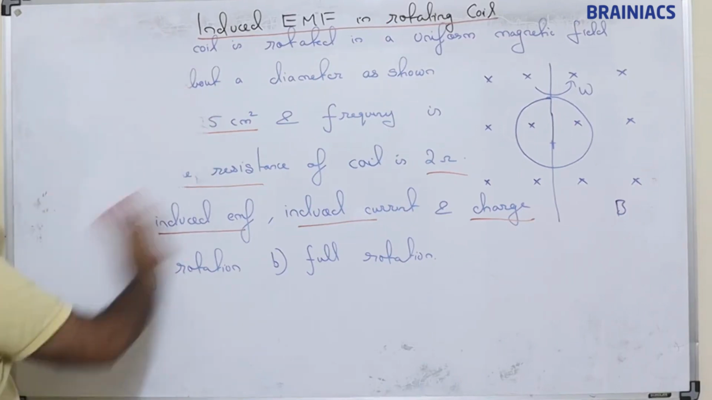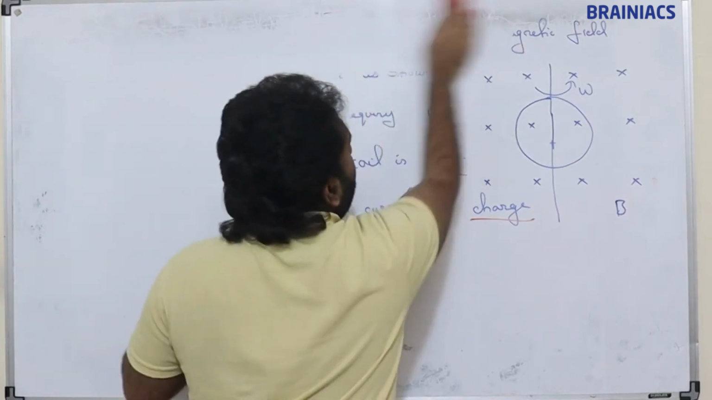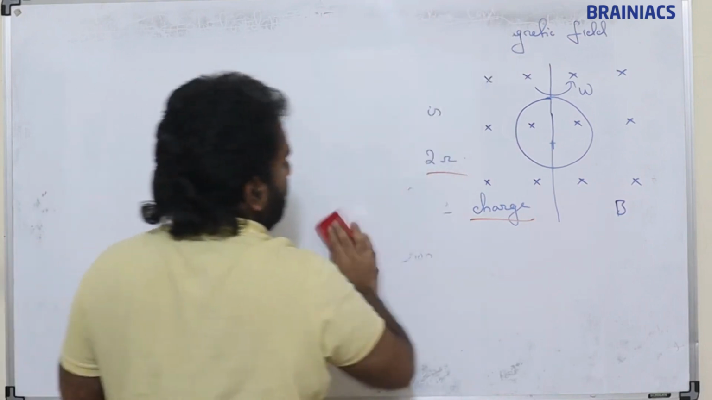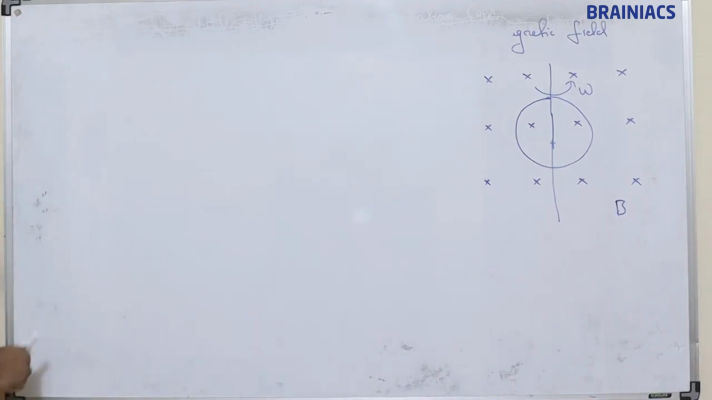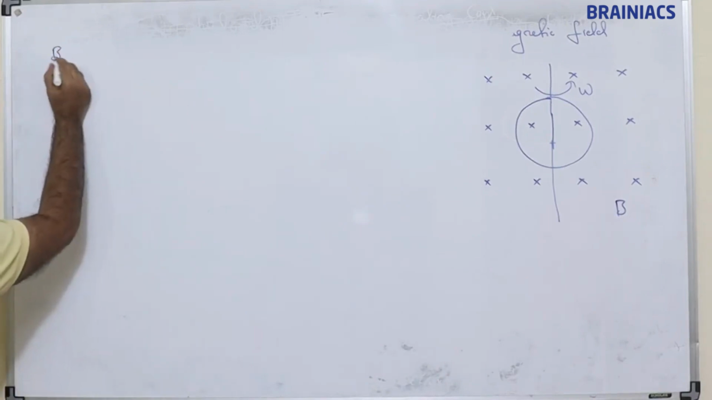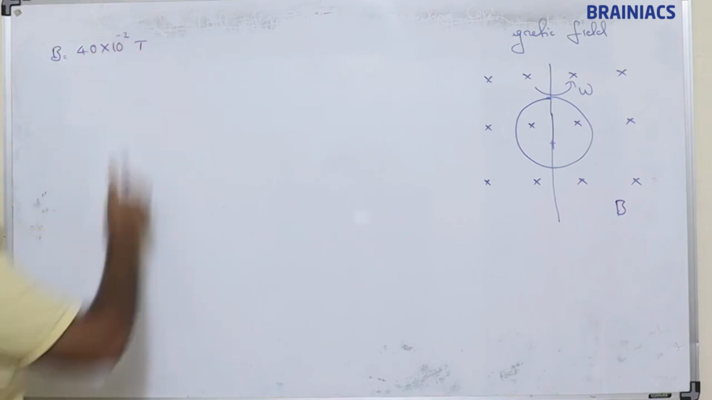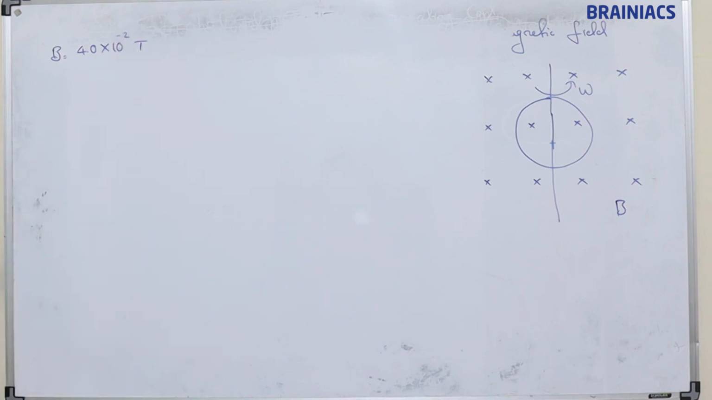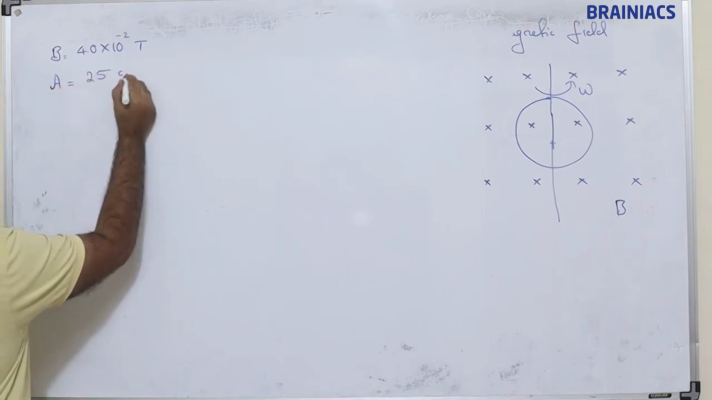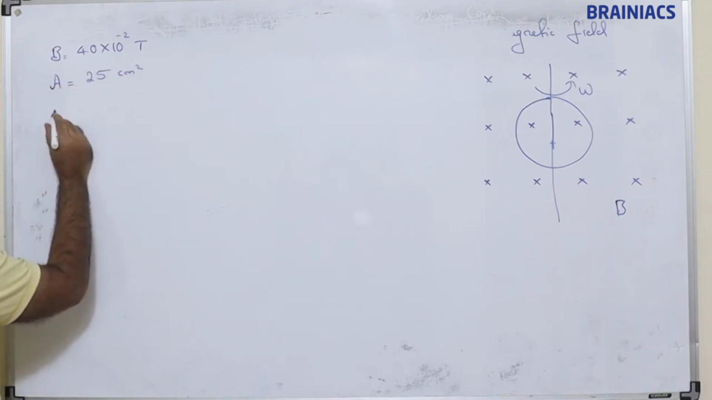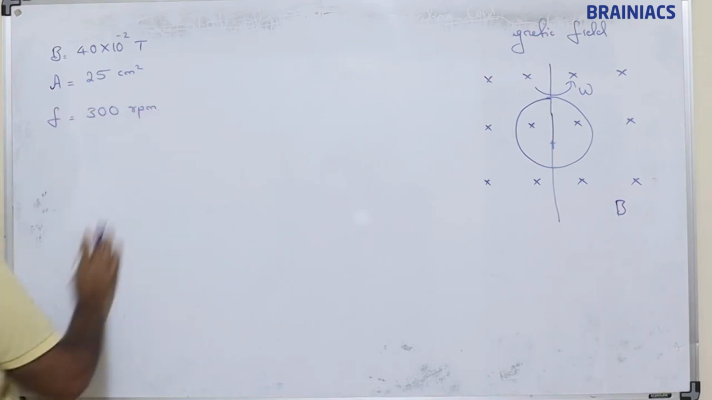I hope you have noted down the question. I will write the values here, then we will do the problem. Let the figure be there. The magnetic field is given as 4 into 10 raised to minus 2 Tesla. The area of the coil is 25 centimeter square, and the frequency is given as 300 RPM. What else is given?